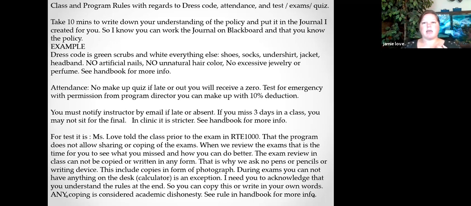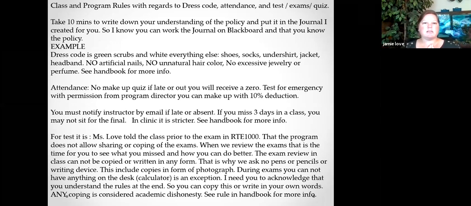So anytime you're going to be absent or late, even if it's an emergency, instead of texting, I need it to be emailed to me so I have it documented. If you have any questions about what our dress code is, that's my summary of it. The most common things that people break in the dress code policy: sometimes it's artificial nails on girls because we can't have them in clinic, no unnatural hair colors, no excessive jewelry or perfumes. There's a lot more detail in the handbook, but these are the main ones that happen.